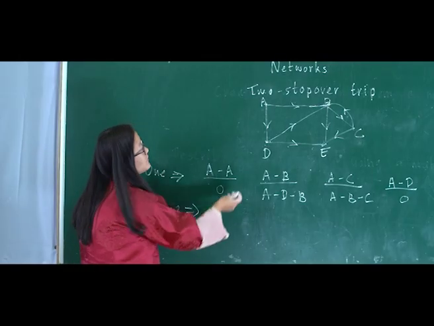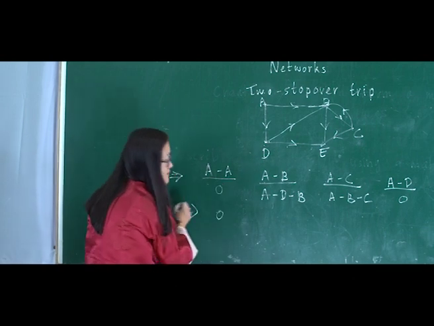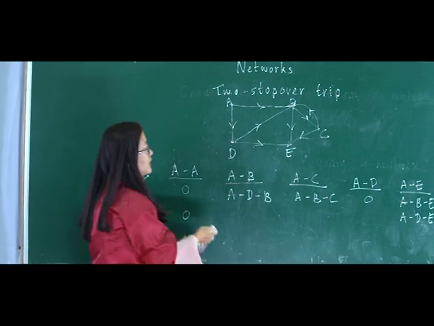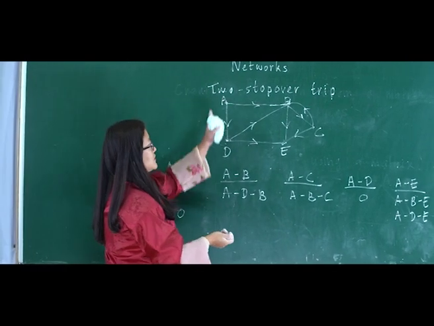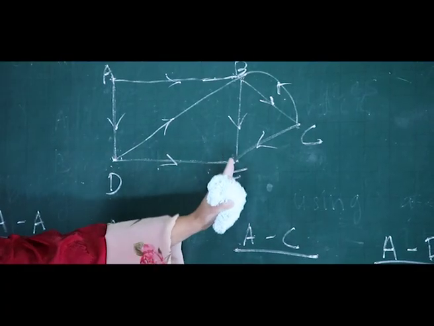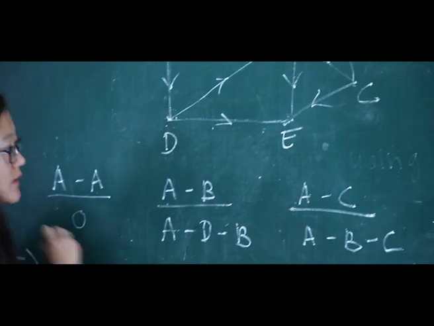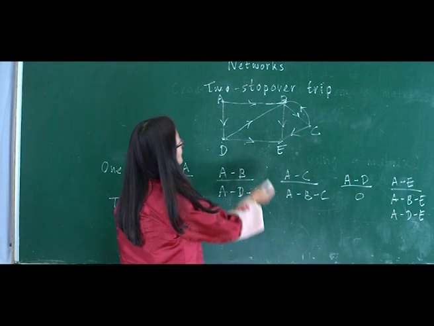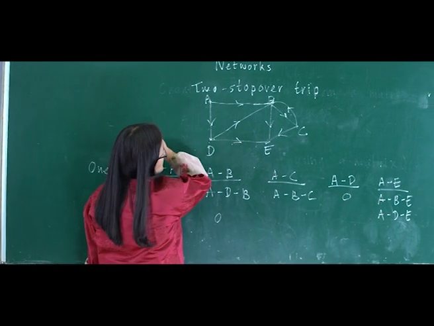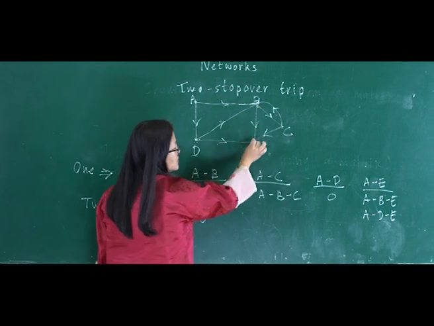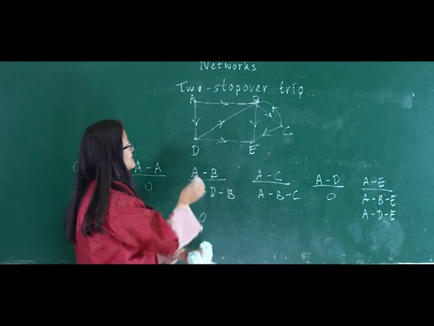A to A again, there isn't any, so I put 0. Then A to B. I check A to D, then to E, but there is no route from E to B, so again 0. A to C, I can go from A to D, then to B, then to E. So I think that makes sense there.